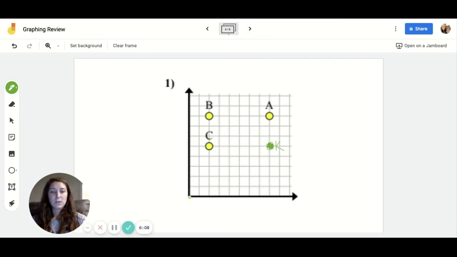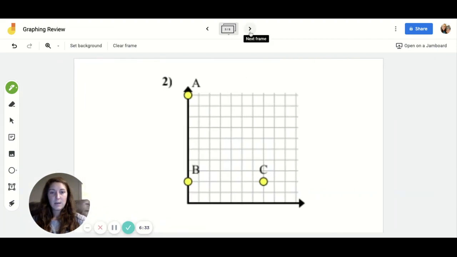And now I have to identify the ordered pair of point K. Again, I would start here at my origin, and I'm going to have to go over and count. 1, 2, 3, 4, 5, 6, 7, 8. Then I've got to go up 1, 2, 3, 4, 5. So K would have an ordered pair of 8, 5. All right. I'm going to have you guys look at this one. This one's a much bigger one, but see if you can decide where point D needs to go.